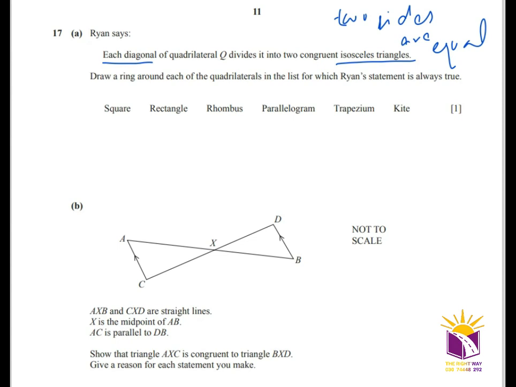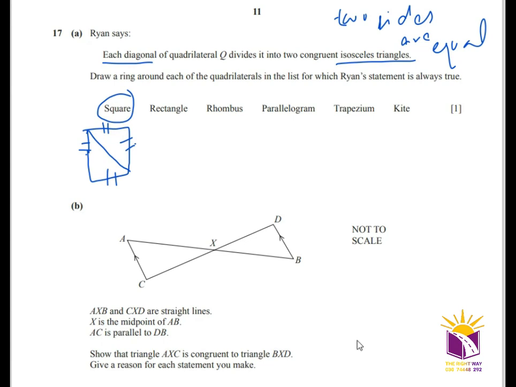For square, as a square has all four sides equal, each diagonal divides it into isosceles triangles because these two sides are equal. These two sides are equal for this diagonal, and for the other diagonal, same, these two are equal and these two are equal. So square is the quadrilateral whose each diagonal divides it into congruent isosceles triangles.